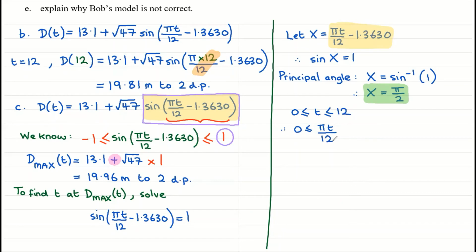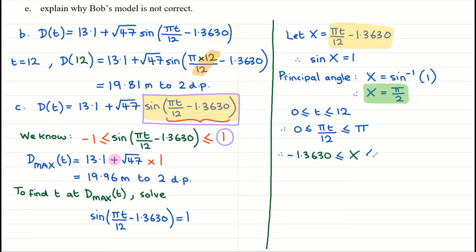Okay, but what's nice about this is because it's pi t over 12, the 12 and the 12 will cancel, so we get pi. All right, so we're looking in the interval from 0 to pi, but then we also have to subtract the 1.3630. So this is the actual interval we need to work in, negative 1.3630, which is less than or equal to pi t over 12, subtract that, which is of course just x.